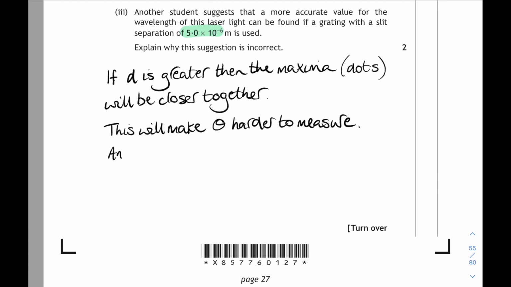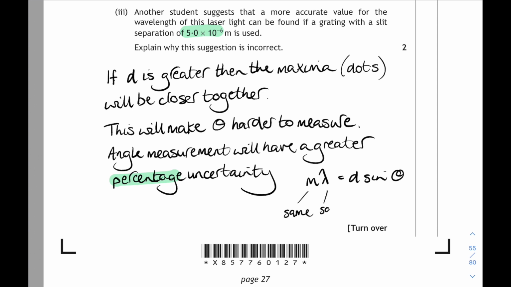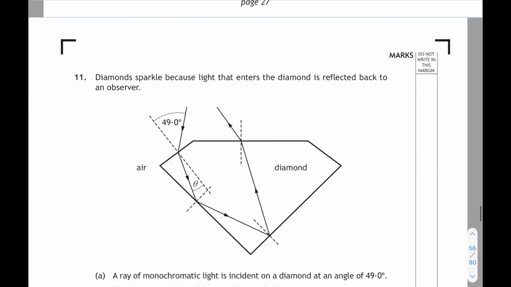And if the angle is harder to measure, then your angle measurement is going to have a greater percentage uncertainty in it. That's pretty tricky. Let's have another wee look at that relationship again. If m is the same and the wavelength is the same, then if d is greater, if your slit separation is bigger, then your angle has to be smaller. And that'll be harder to measure. That's really tricky. 2 marks.